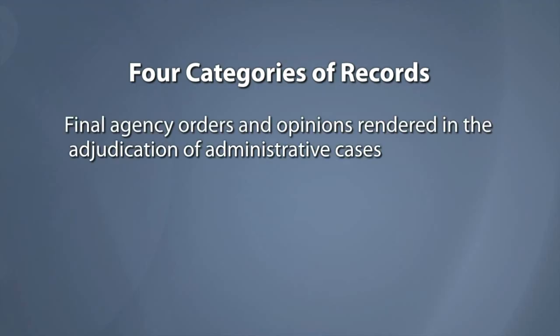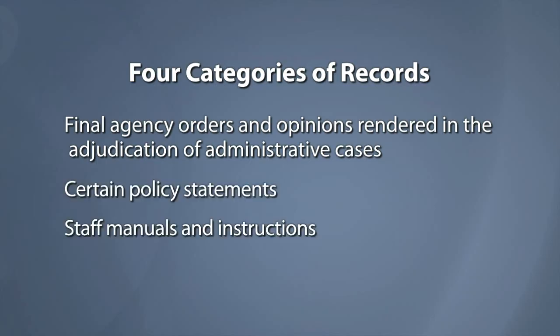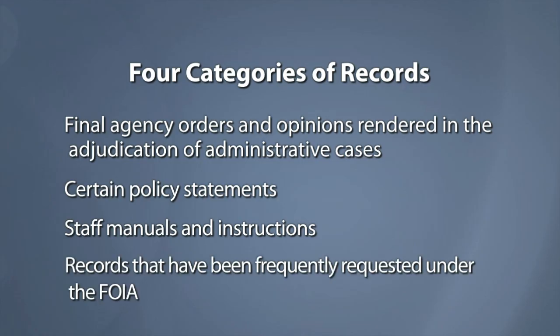These records include final agency orders and opinions rendered in the adjudication of administrative cases, certain policy statements, staff manuals, and instructions, and records that have themselves become frequently requested under the FOIA. In accordance with the President's and the Attorney General's FOIA directives, agencies should also proactively post any other information of public interest online on their website whenever possible.